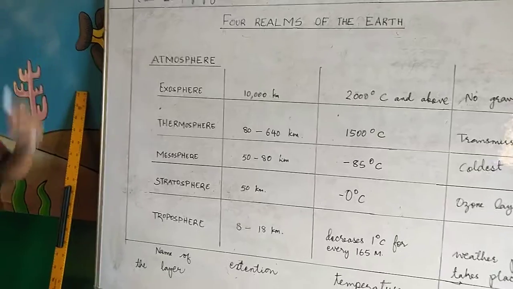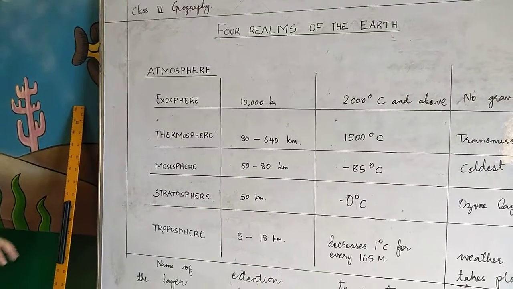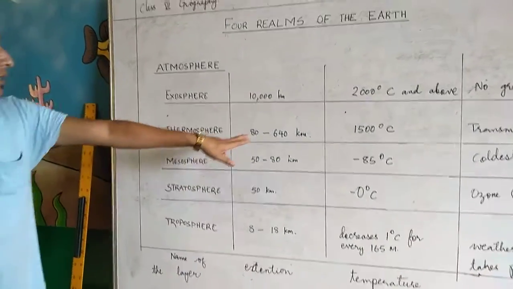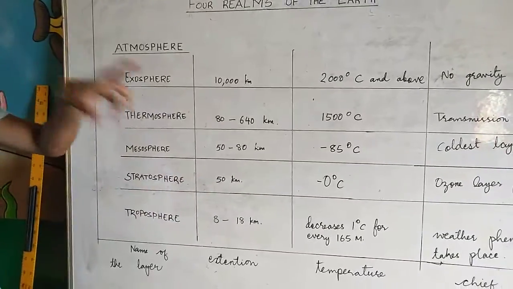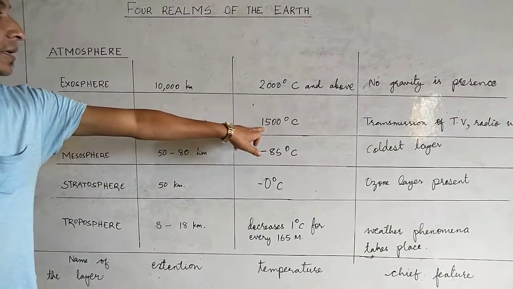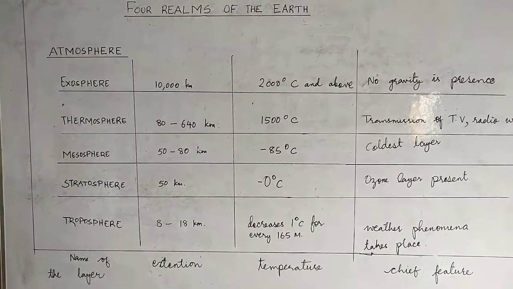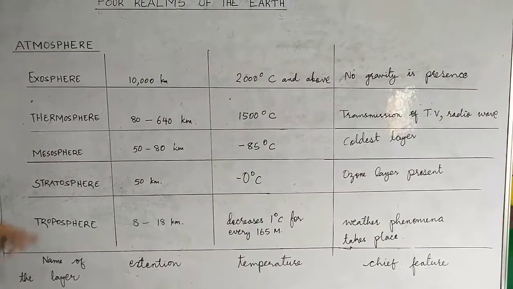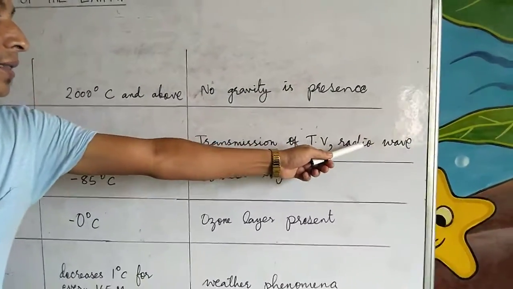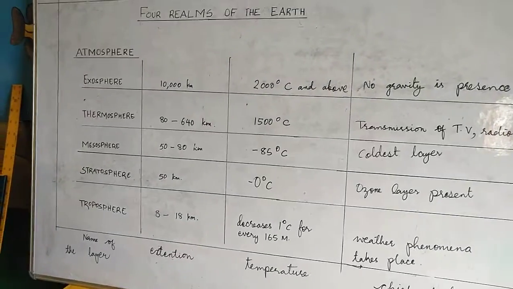Now moving into the next higher layer, which is called thermosphere. It lies above the mesosphere, and the extension of this layer from the ground is 80 to 640 kilometers, and the temperature is 1500 degree centigrade, very high temperature, extremely hot. All the transmission of TV, mobile and radio waves takes place in this layer of atmosphere.